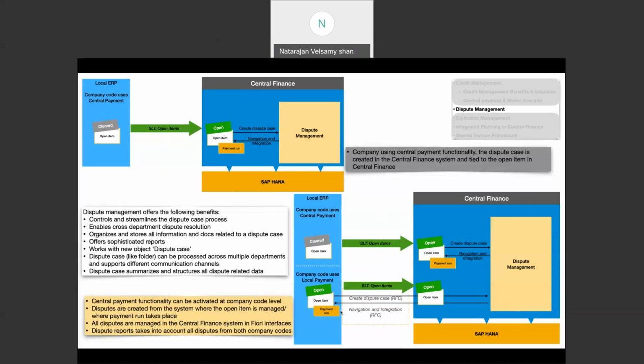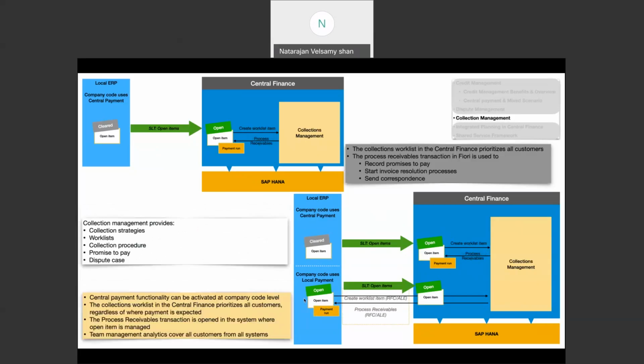like open item, and dispute cases are created from the open items. And in navigation and integration, we can navigate to the open items. If there is payment happening in the central finance system, the navigation happens in the central system. Whereas if payment is happening or the open item is maintained in the local system, navigation happens to the local system.